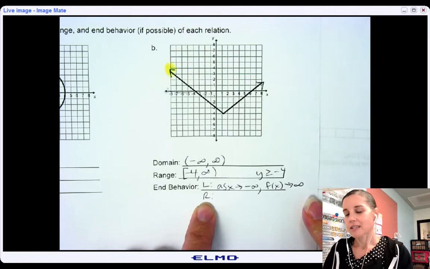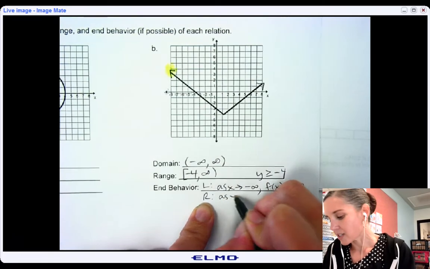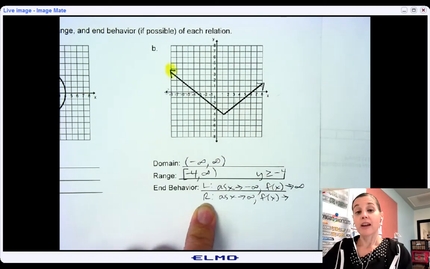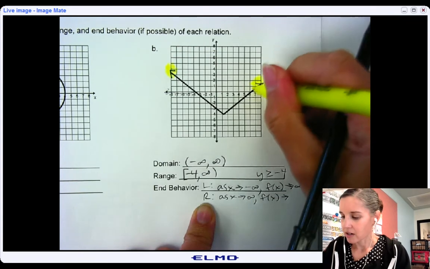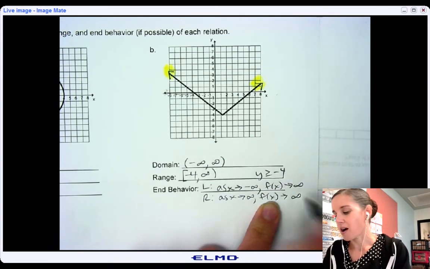Now let's go to the right end. On the right end, your x's are going more positive. So as your x's go positive, and now we look at the right end for a function. You can see over here that the function is going up. So you'd say that the function's headed to positive infinity.